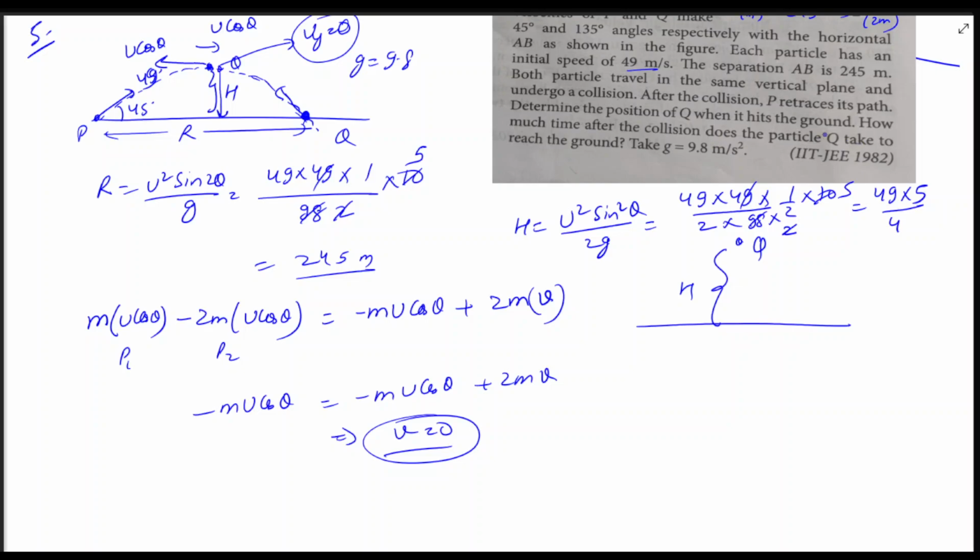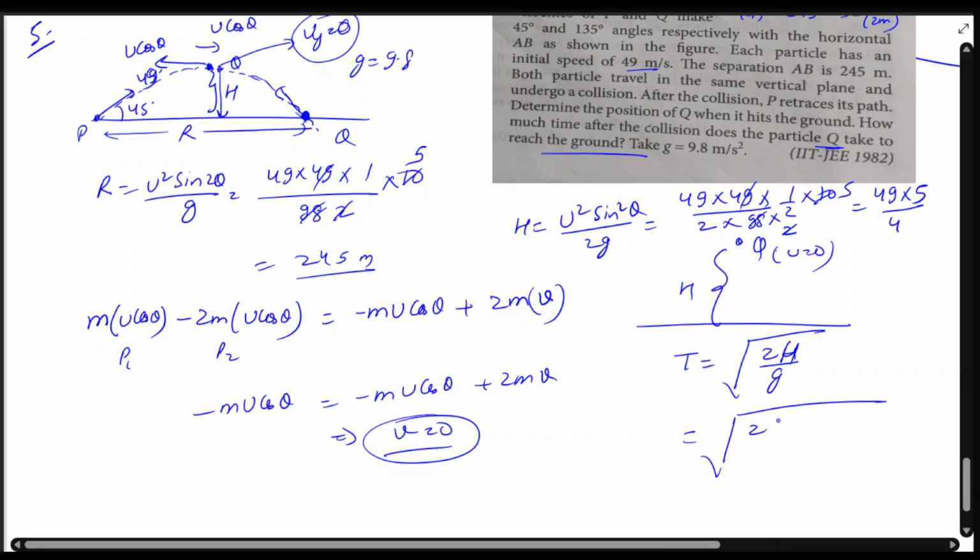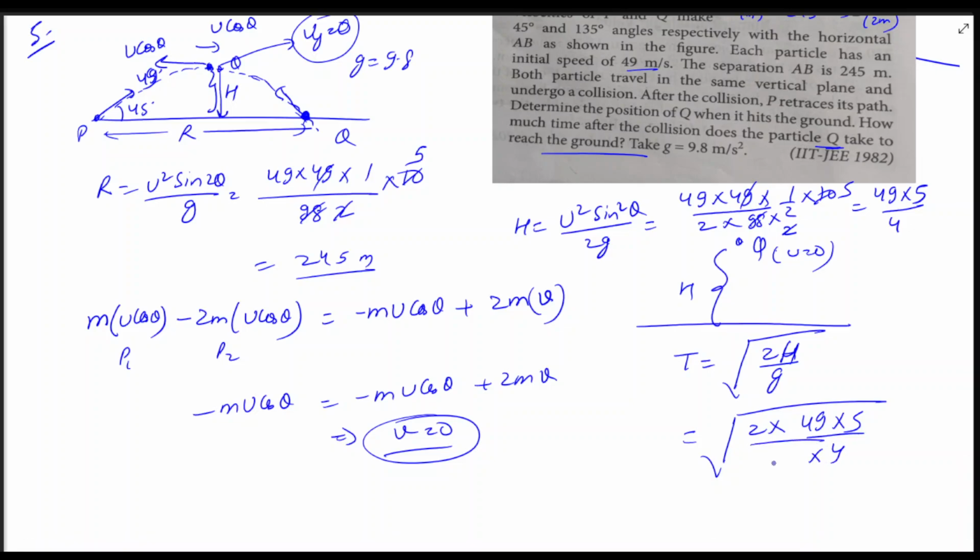Now I have to find how much time after the collision particle Q will take to reach the ground. So we know the initial velocity is 0 and it just drops down. So you should remember the formula. Time period will be root of 2h by g, right? So we'll write just 2h. H was 49 into 5 divided by 4 into 9.8, so 98 into 10. So we will have, this is 2, this is again 2.